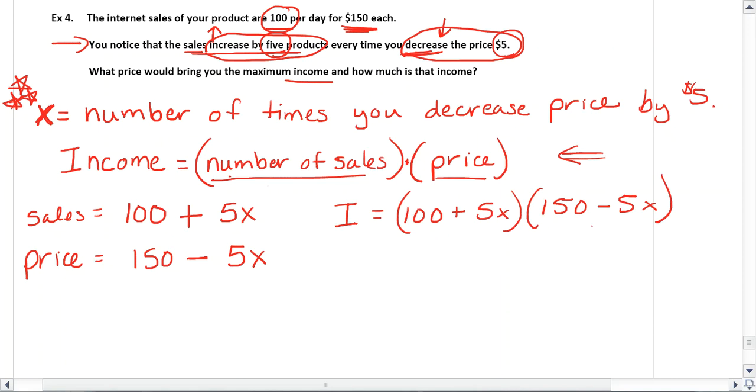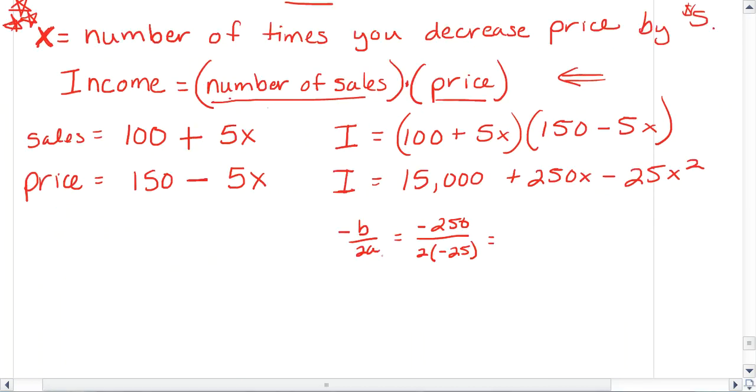So here's our equation for income, and yes, you have to FOIL it out because we want it in standard form. So if I FOILed this correctly, and I really do wish you would check, I got 15,000 plus 250x minus 25x squared.